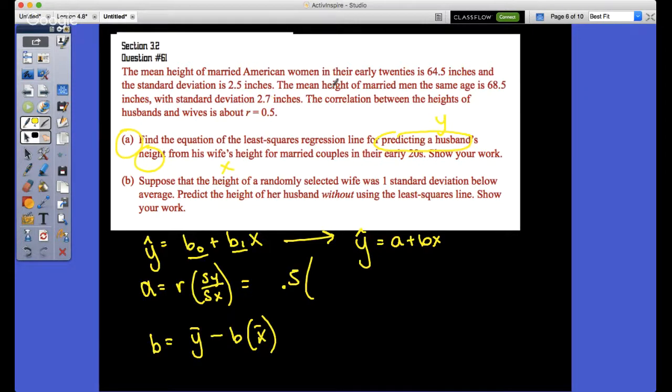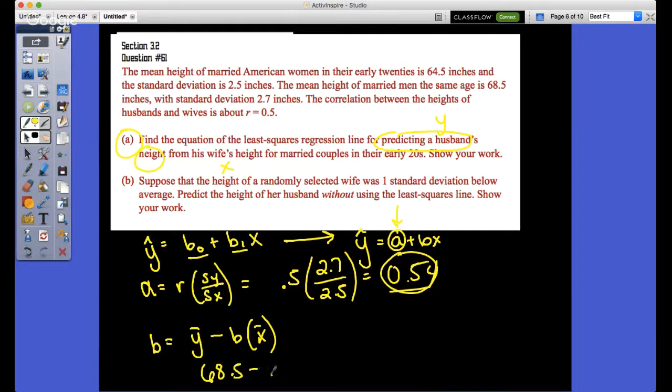So just a heads up, the husband is the Y. So this would be 2.7 divided by 2.5. And when I plug this in, I get 0.54, I believe. I could be off a little bit, but that's how I would solve this. Then that's the slope, right? So that would literally go in for this part of the least squares regression line. The intercept would be the Y mean. The mean for the married men is 68.5 minus 0.54 times my mean of the women, which was 64.5.